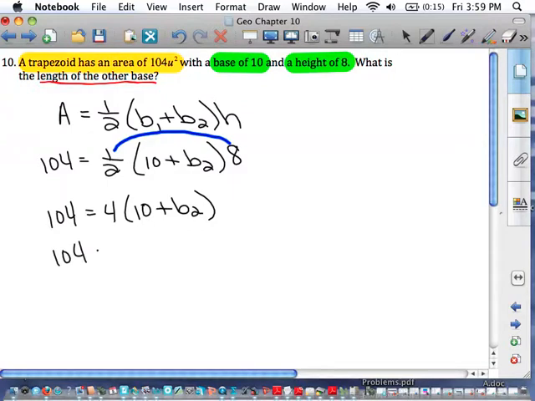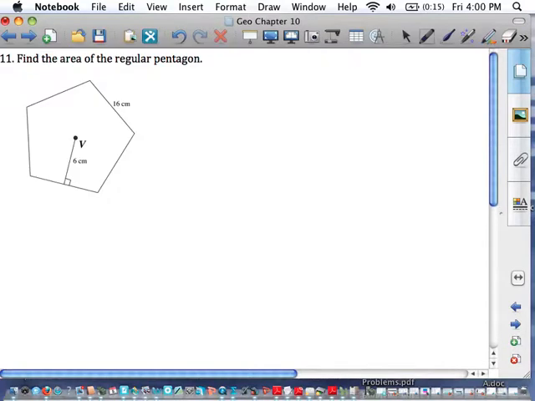So I have 104 is equal to 40 plus 4b2. Then you're going to subtract the 40 from both sides. So you would get 64 is equal to 4b2. Then divide both sides by 4, and you would get that b2 is equal to 16. And that's the answer to the problem. Again, the strategy is to start with that formula, see what you have, and then find the missing pieces.